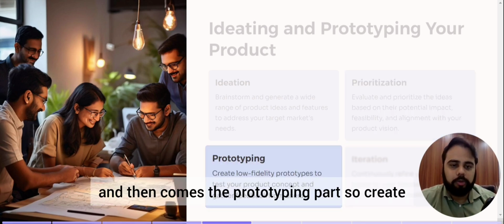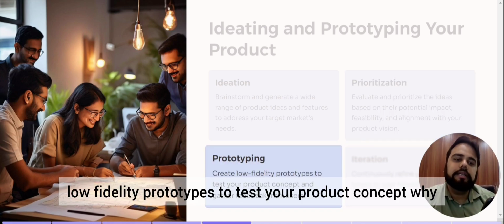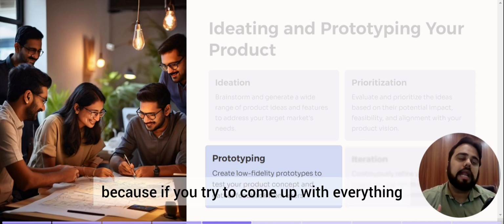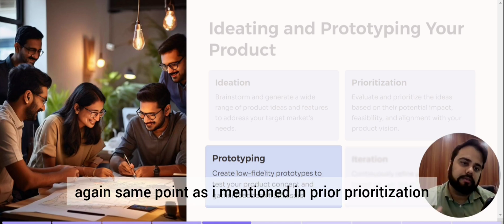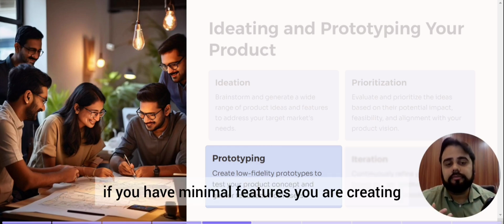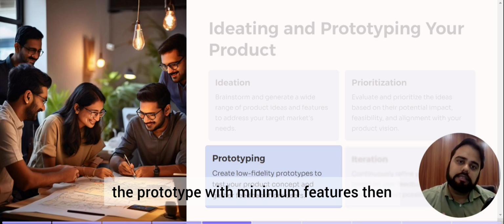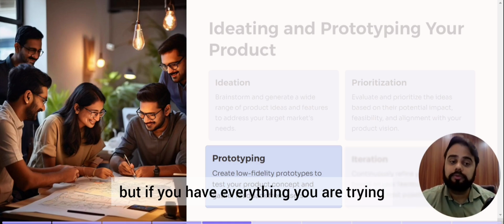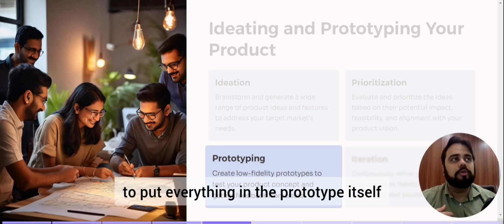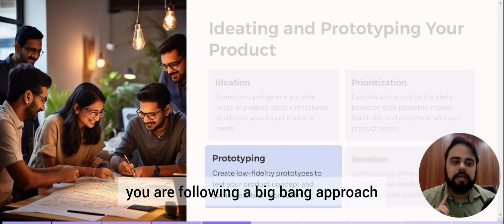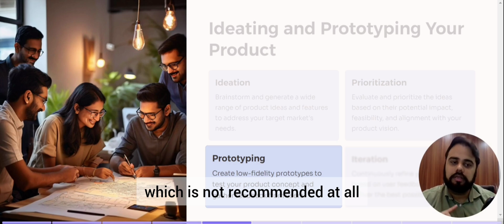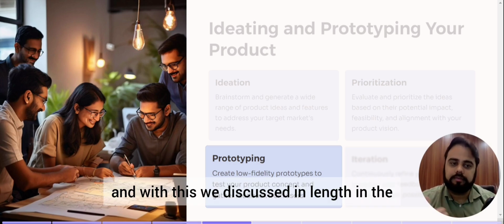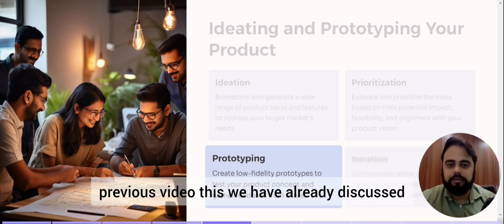And then comes the prototyping part. So create low fidelity prototypes to test your product concept. Why? Because if you try to come up with everything, again same point as I mentioned in prioritization, if you have minimal features, you are creating the prototype with minimum features, then you are definitely following the MVP approach. But if you are trying to put everything in the prototype itself, you are following a big bang approach, which is not recommended at all. And this we discussed in length in the previous video.